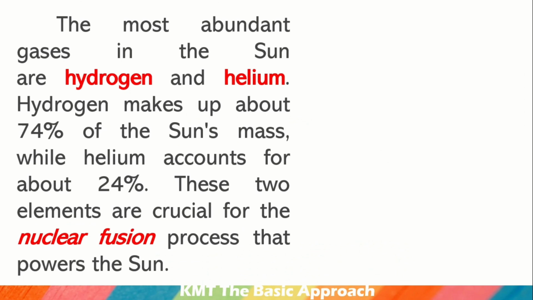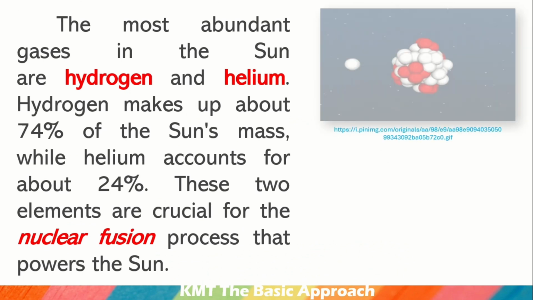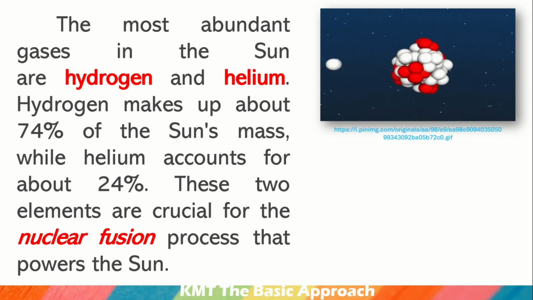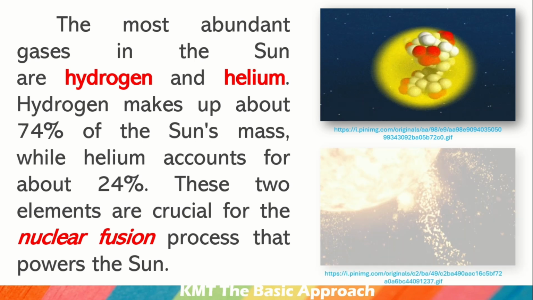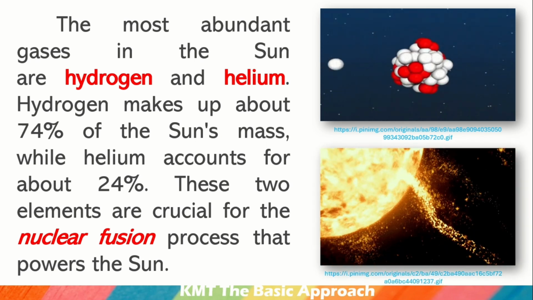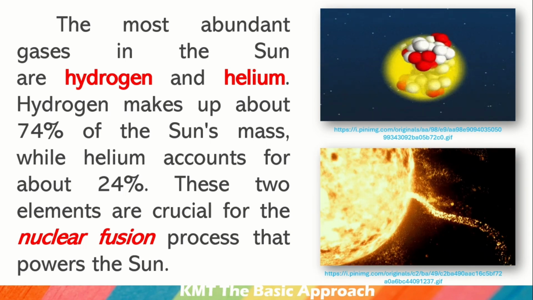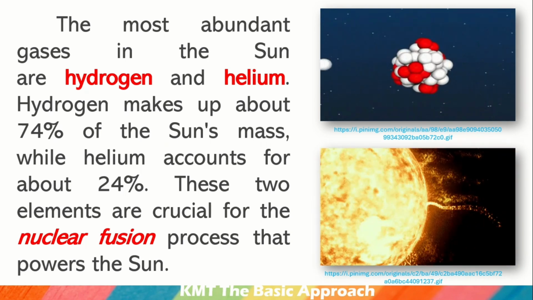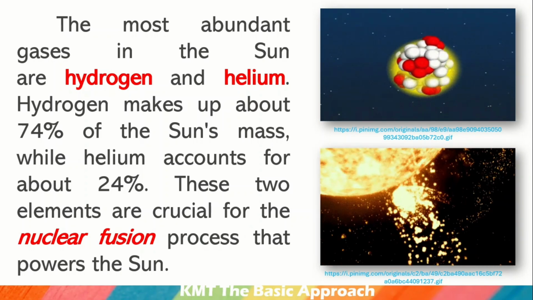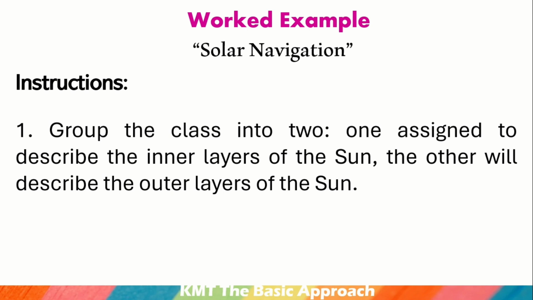The most abundant gases in the sun are hydrogen and helium. Hydrogen makes up about 74% of the sun's mass, while helium accounts for about 24%. These two elements are crucial for the nuclear fusion process that powers the sun. Work example to be guided by your actual teacher.